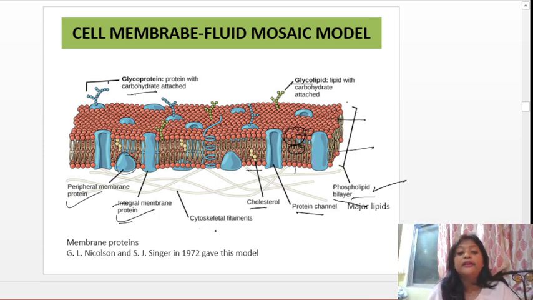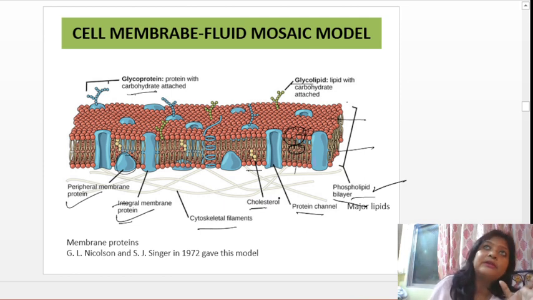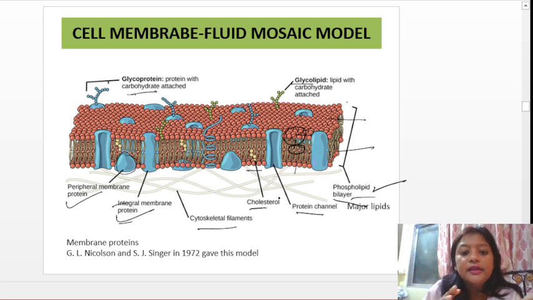Now you can see cytoskeletal filaments. What do they do? The cytoskeletal filaments help in the shaping of the plasma membrane. Sometimes the shape of the plasma membrane has to change, for movement or for different purposes or functions. For that, the cytoskeletal filaments help. So this is all about the cell membrane.